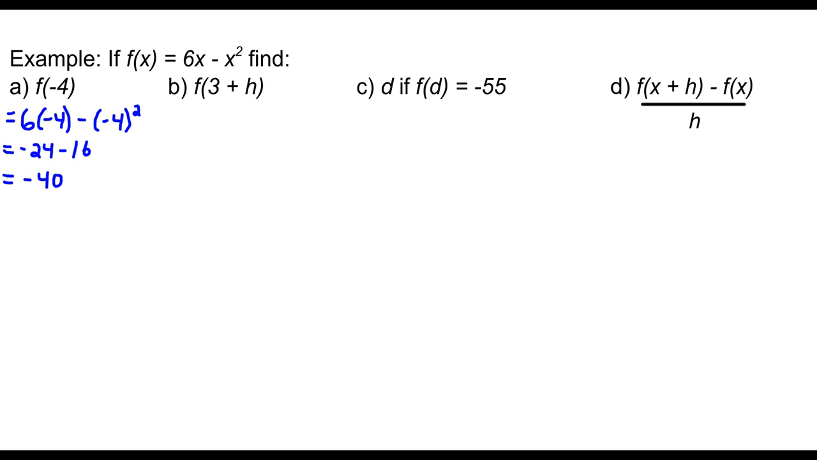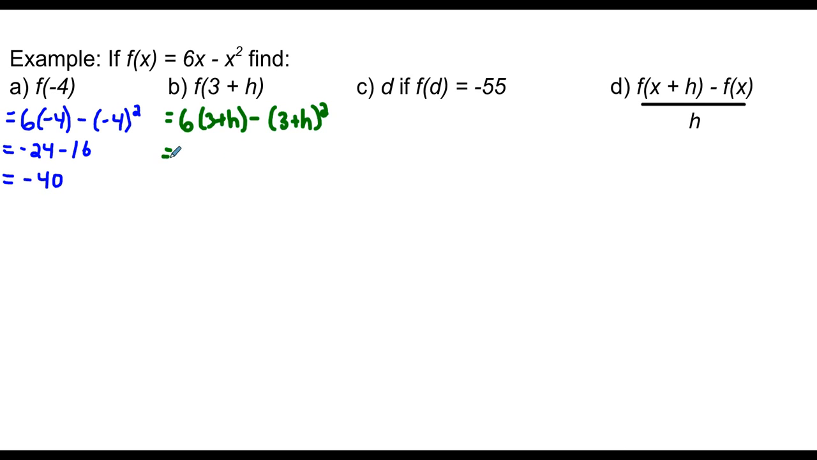When I go to do the second one, it's a little bit more complicated. So instead of just replacing my x with negative 4, I'm going to replace it with the entire 3 plus h. So I'm going to have 6 times (3 plus h) minus (3 plus h) squared.